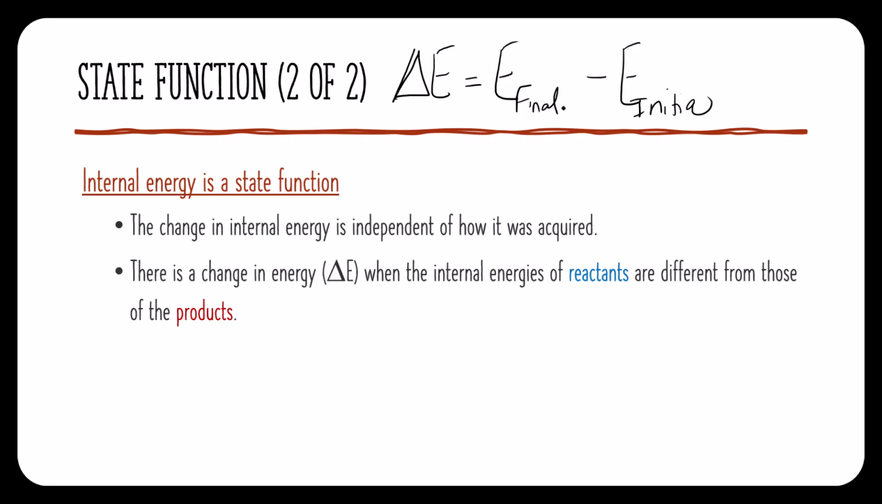Now, in chemistry, when we're talking about chemical reactions, we don't really talk about final and initial. What do we talk about? We talk about reactants and products. So in a change in energy formula, my final would be the energy of the products minus the initial, which is the energy of my reactants. For us as chemists, when we talk about energy change, we take products minus reactants.